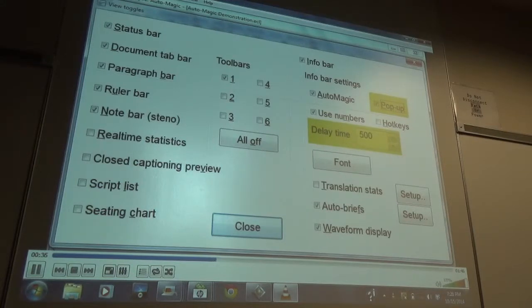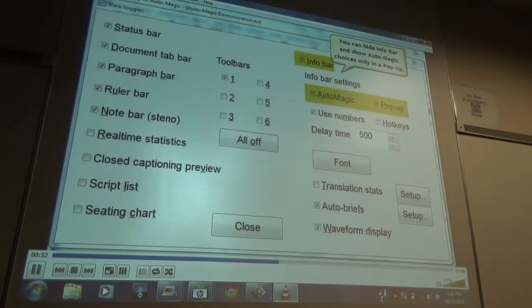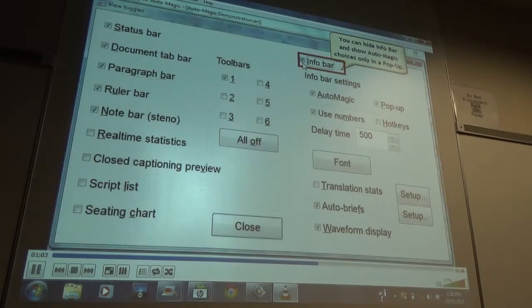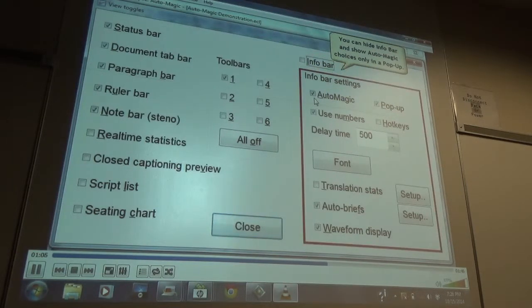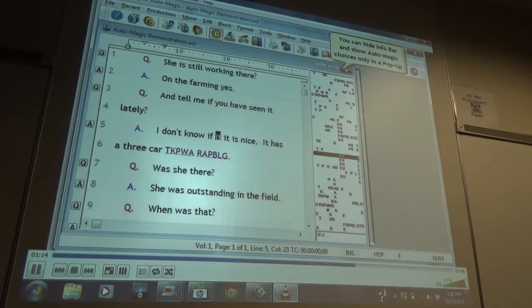Your Automagic choices can also be displayed in a small pop-up window that can appear after a short delay. The delay is expressed in milliseconds, and the default setting is half a second. So as I move my cursor, the choices offered by AutoMagic are brought closer to where I'm looking. In fact, you can hide the info bar entirely and still see your AutoMagic choices, only in a pop-up. To do this, go to the View Toggles dialog and uncheck the box next to Info Bar, but leave the choices next to AutoMagic and Pop-up checked. That frees up some space on the screen without depriving you of your AutoMagic choices.